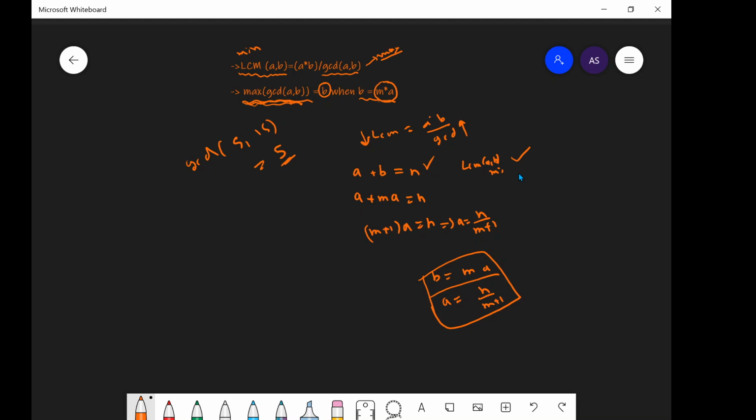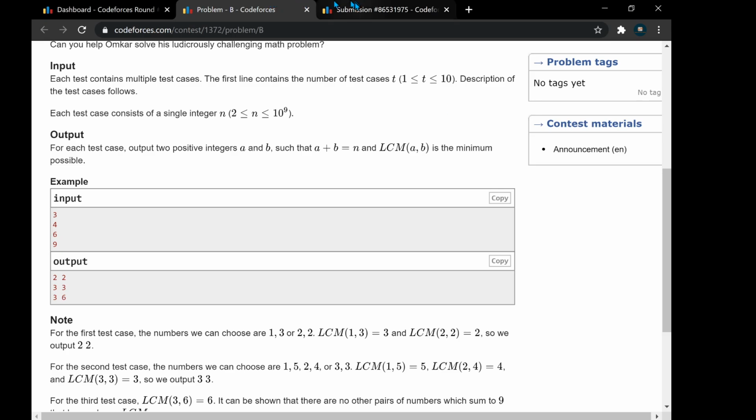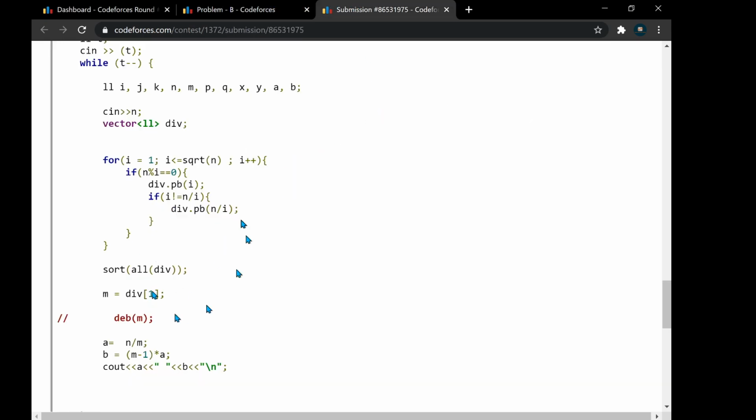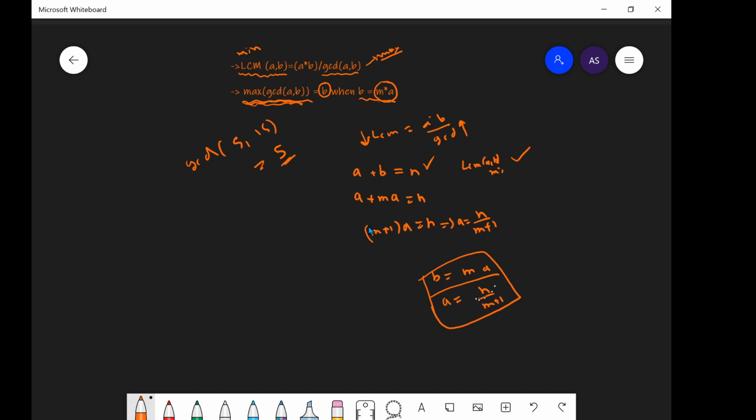Now let's see how we can implement this entirely. Let's get to the code, it would give us better clarity. So here is the code. For the value of a equal to n by m plus 1, this m plus 1 should be a proper divisor, since this value should also be an integer. So n mod m plus 1 should be equal to 0. This m plus 1 should be a divisor of n.